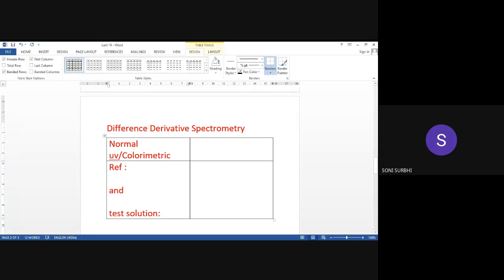Yes. The reference and test solution might differ in concentration. Hmm.